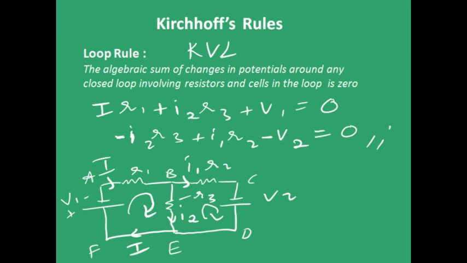Observe this. I'm taking the potential drops to be positive and potential gains to be negative. Some people do it the other way. However, it doesn't matter because finally you are equating it with a 0, right? Doing it the other way just means that you are multiplying the equation with a negative sign.